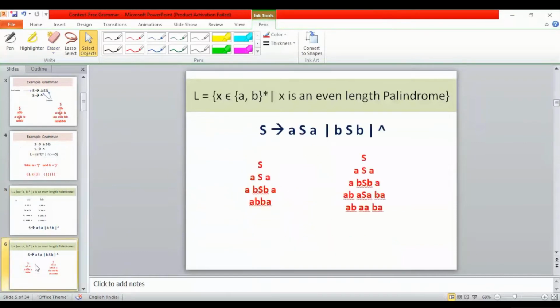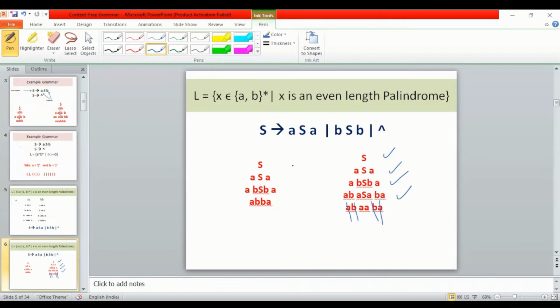So now here, this is what we have done. We have derived the string ABBA. We have derived the string ABAABA by derivation process. We'll start with S. Then to get the A, we are writing ASA. We are getting this A and A. Then to get the B, we'll replace S with recursive rule BSB. And then to get the A again, we are replacing S with the recursive rule ASA.